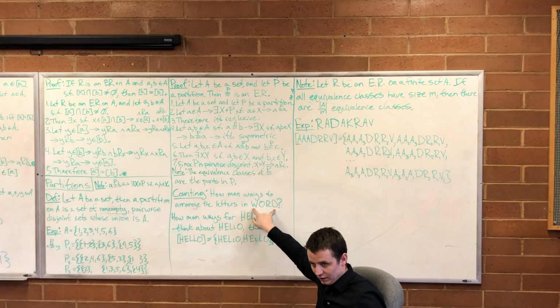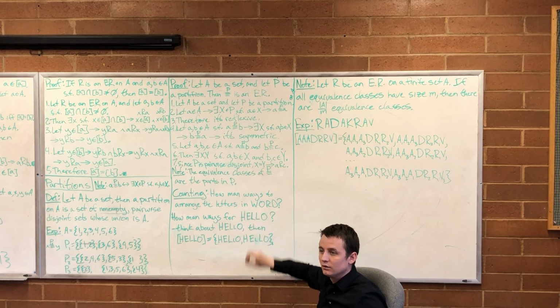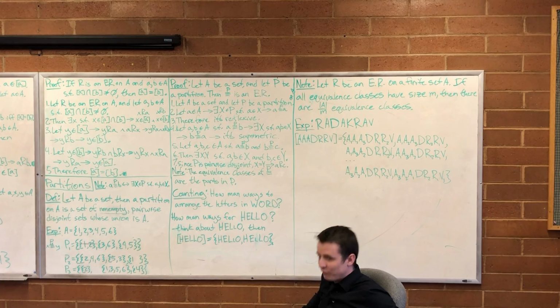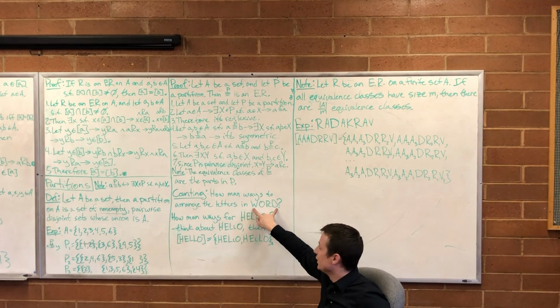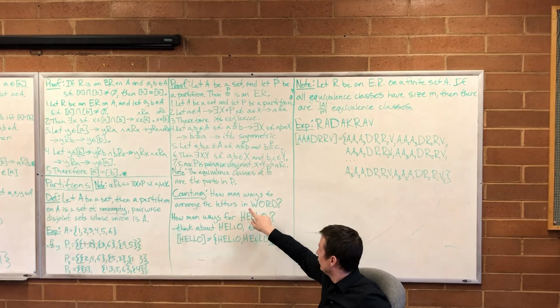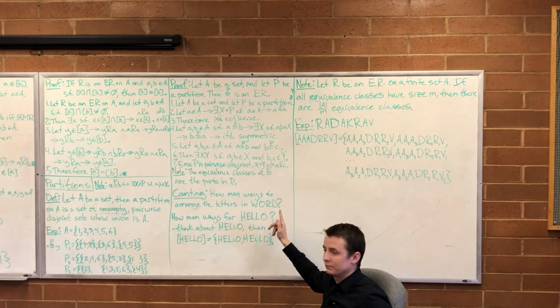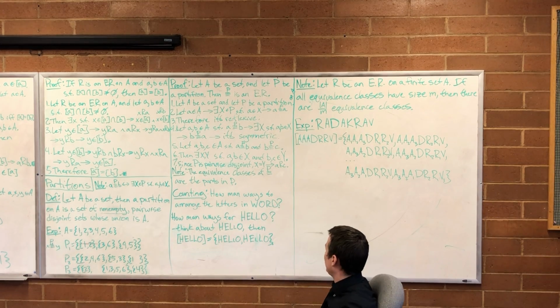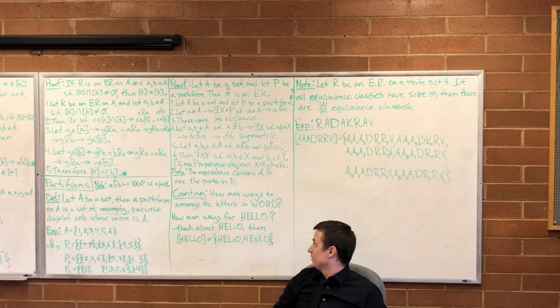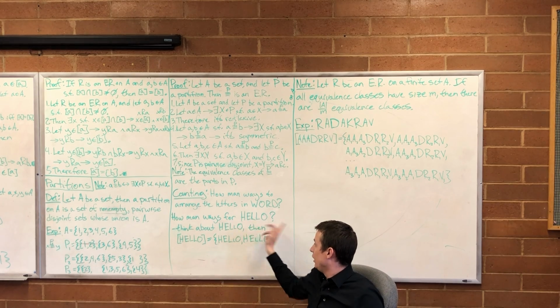And the answer is 16, right? No. 4 factorial. Okay. It's 4 factorial. You have 4 options for what letter comes first, 3 options for what letter comes second, 2 options for what letter comes third, 1 option for what letter comes fourth. Okay? Now the question is, what about the word hello?